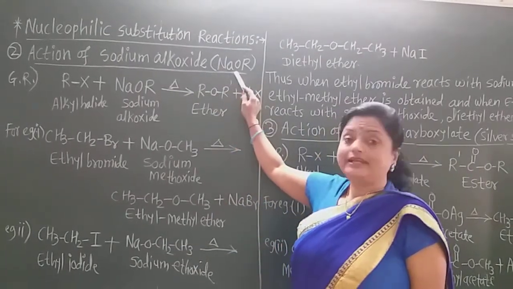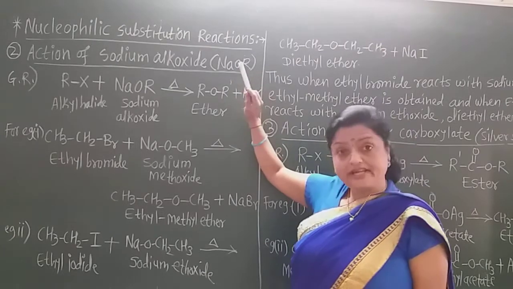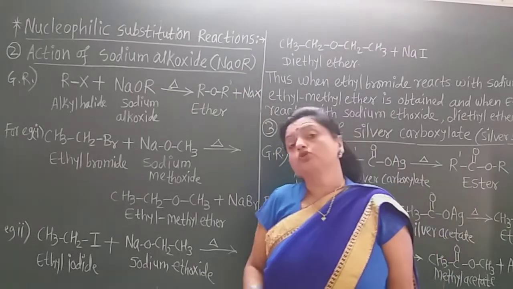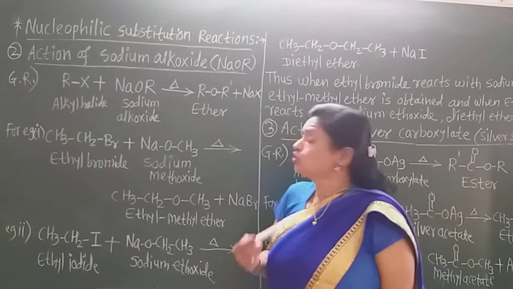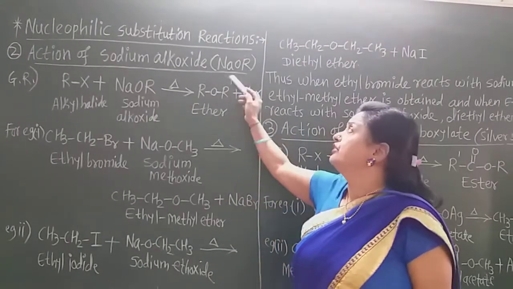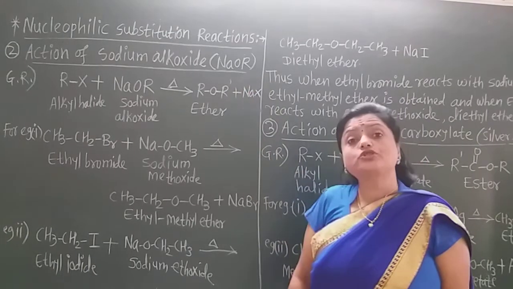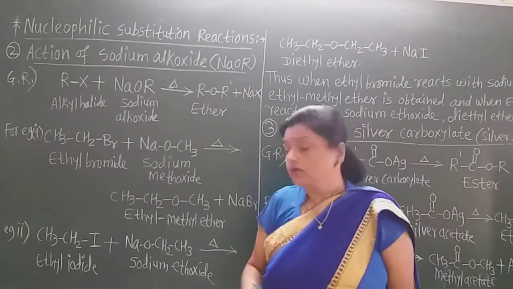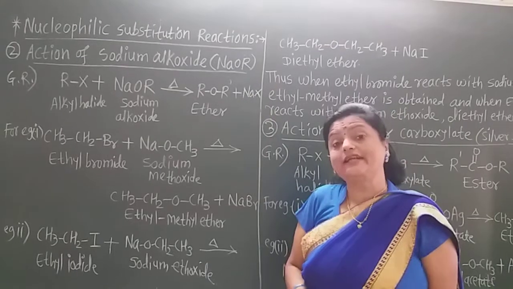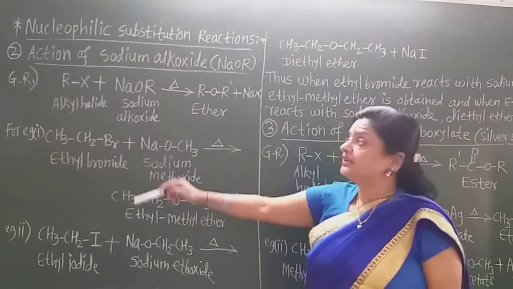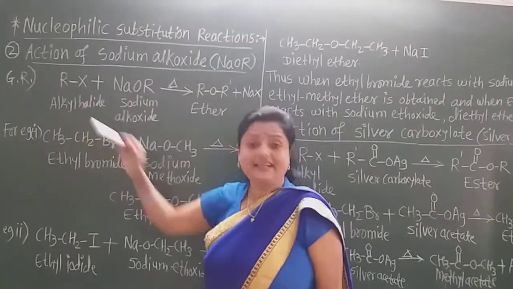Now the H atom of the alcohol ROH is replaced by sodium. So when sodium reacts with the alcohol, we obtain sodium alkoxide. This OR group is called the alkoxide group: alkyl and oxide, alkoxide group. Now how is the general reaction? This is the general reaction.